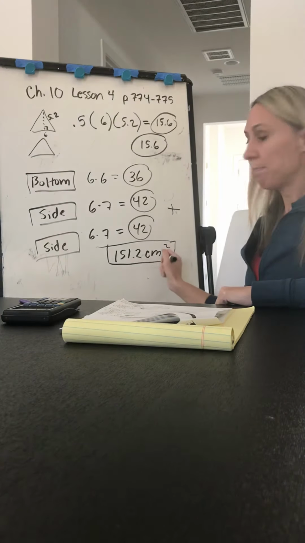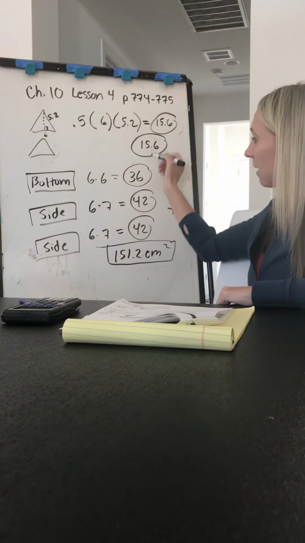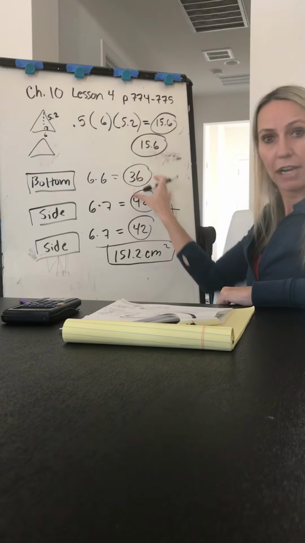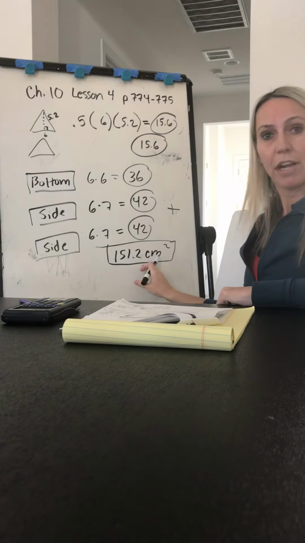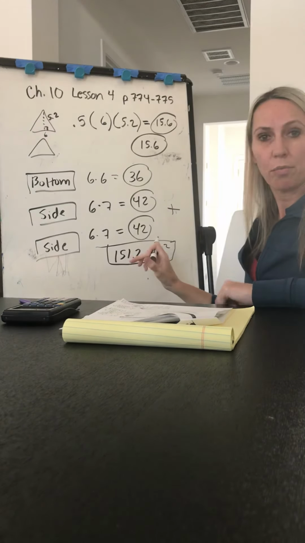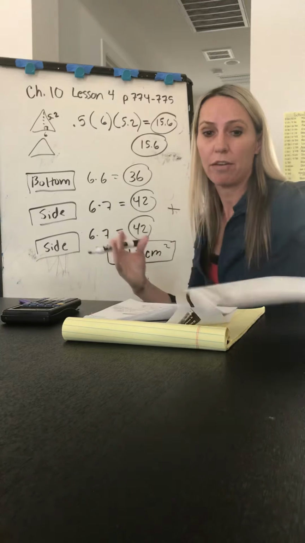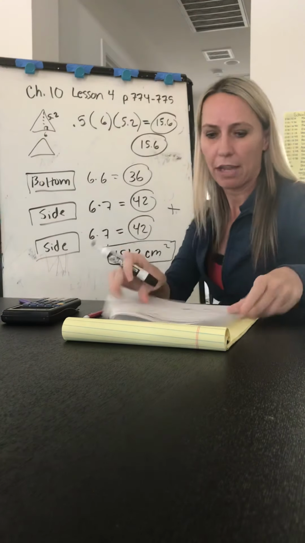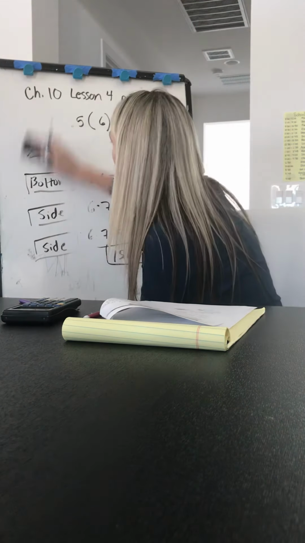Okay, and then what I do is I box my final answer. So I circle my answers as I go, the ones that we have to add up, and then I box my final one, and that helps me keep all the work together, because it is going to be kind of messy. It's a lot of work. Okay, so turn the page. I'm on example 2 on page 775.